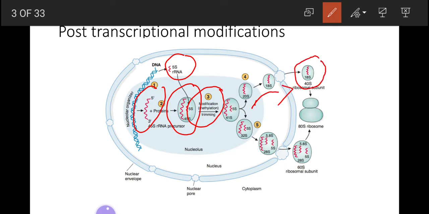It is processed separately with the proteins, and the other species of the RNA are processed separately. These species of the ribosomal RNA are the 5.8S, 28S and the 5S ribosomal RNA. When they are trimmed into the required size, they are exported out from the nuclear pore into the cytoplasm, and the smaller one in the eukaryote is the 40S ribosomal subunit, and this is the 60S ribosomal subunit. They assemble into the functional 80S ribosomes.